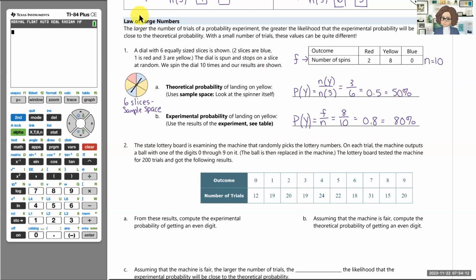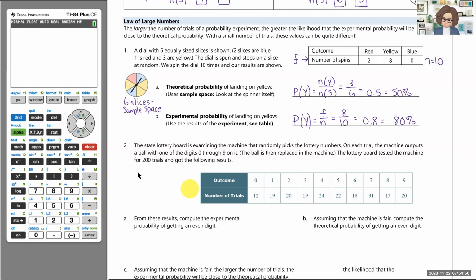So what the law of large numbers says is that the larger the number of trials, the greater the likelihood that our experimental probability will be close to the theoretical probability. But with a small number of trials, like 10, these values can be quite different. So the law of large numbers would say if you spun that dial instead of 10 times, say 100 times or 1,000 times or 1,000,000 times, you would have a better chance of this probability coming out to 50%. So that is our law of large numbers.